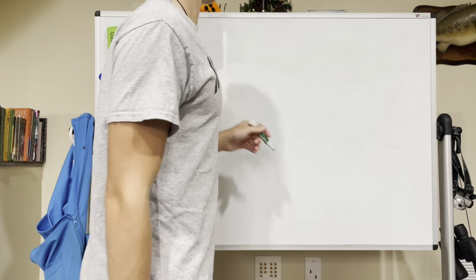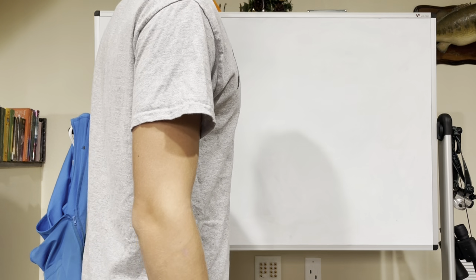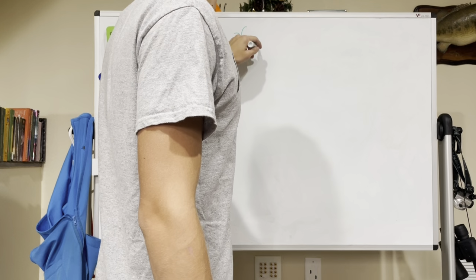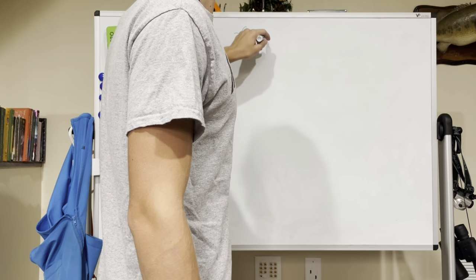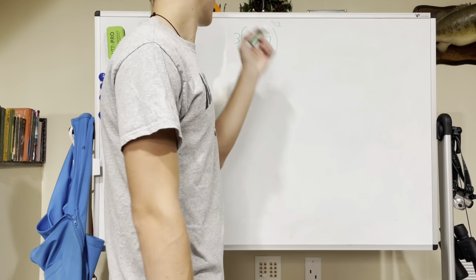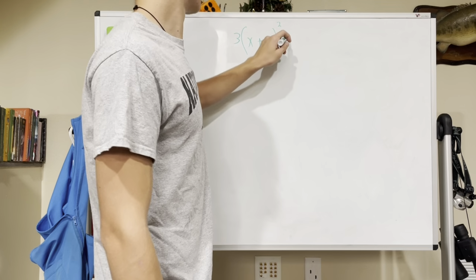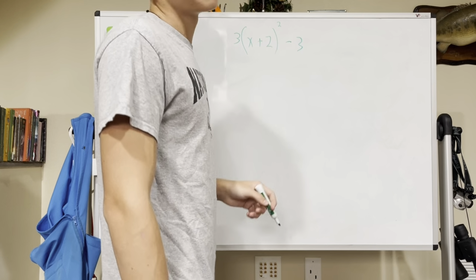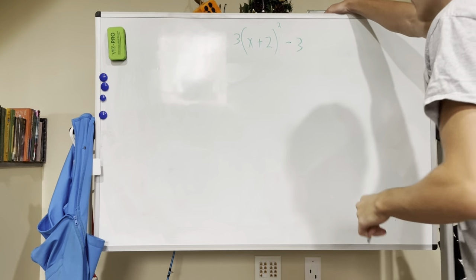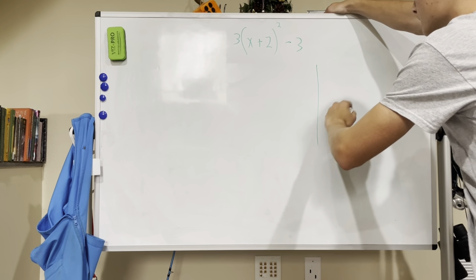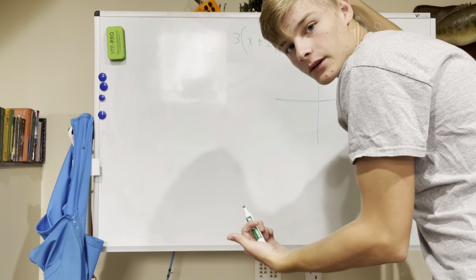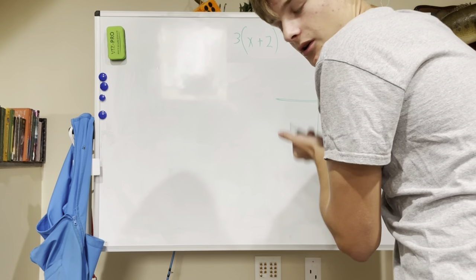So let me just give an example. Let's do 3x plus 2 squared, because it's always got to be squared, minus 3. Okay, now how do we graph this thing? Well, we can sure as heck give a really good approximation, and then as we go on, we can find out more and more how it's supposed to go.